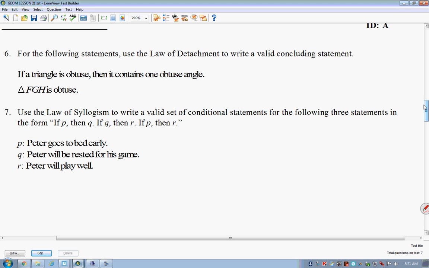Okay, if Q, then R. If Peter will be rested for his game, then Peter will play well. Does that make sense? Okay, then what's my if P, then R statement? Perfect. If Peter goes to bed early, then Peter will play well. Okay, we've answered all of them. We can stop right there.